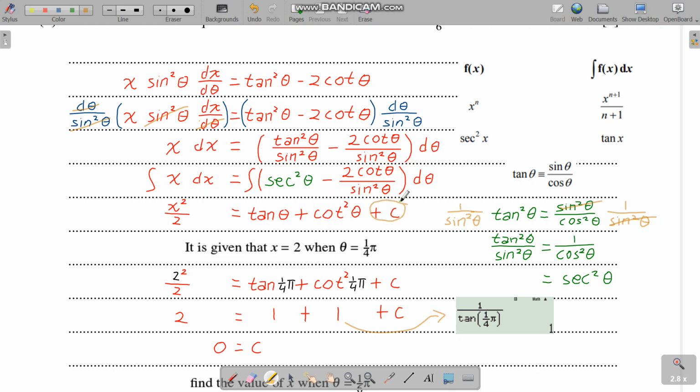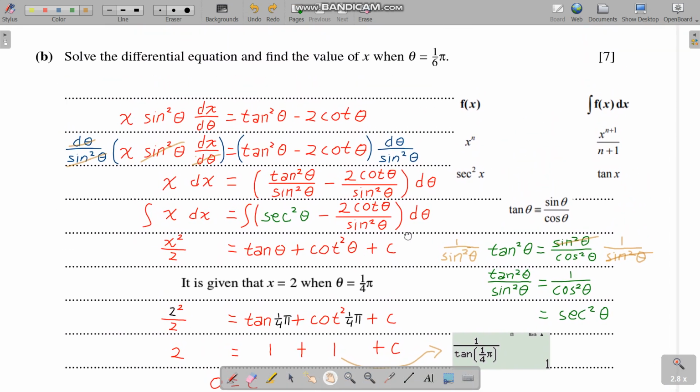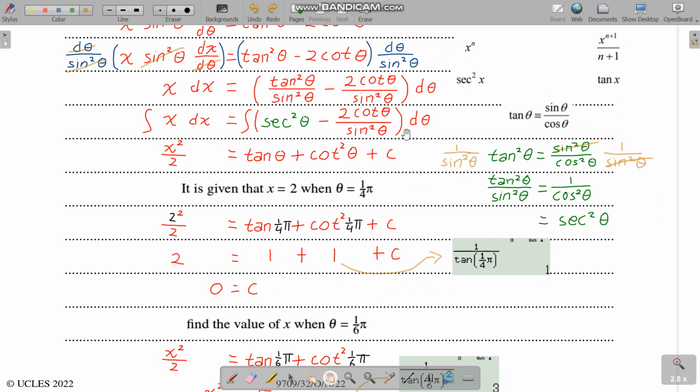Don't forget the constant of integration, just once on the right. And then it is given that x equals 2 and theta equals 1/4 pi. So we have the general solution. To find the particular solution, we need to find the value of c by plugging in the x and the theta. So if you just simplify, use a calculator, you get 2, use a calculator, you get 1, use a calculator, you get 1. In case you don't know how to use cotangent in the calculator, this is how. Because cotangent is actually 1 over tangent. So use your calculator, you get 1.